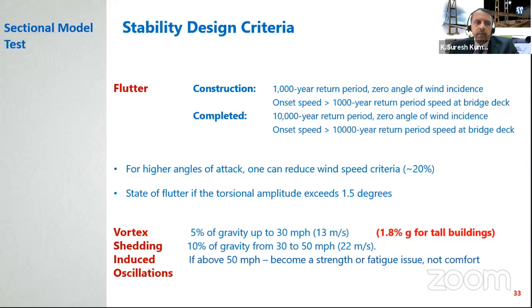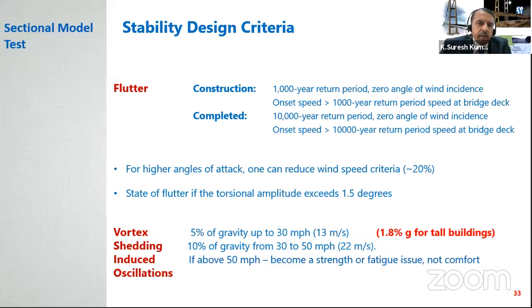For stability, as I told you before, flutter is one of the stability issues. And for flutter at the construction stage, the onset speed should be above the 1,000-year return period speed. Because as you know, flutter is an instability, and we don't want that to happen at the construction stage or in the completed stage. In the completed stage, we have to pass an even more stringent criterion: the 10,000-year return period speed.